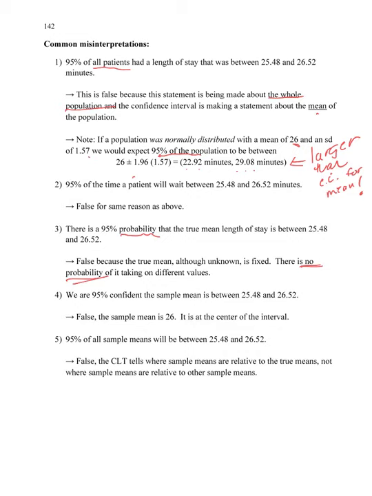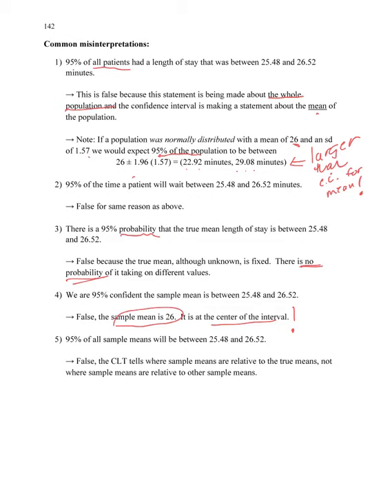Another misinterpretation is to say we're 95% confident the sample mean is between those two values. Well, no, the sample mean is 26. It's at the center of the interval. We're 95% confident that the true mean is in that value, not the sample mean.